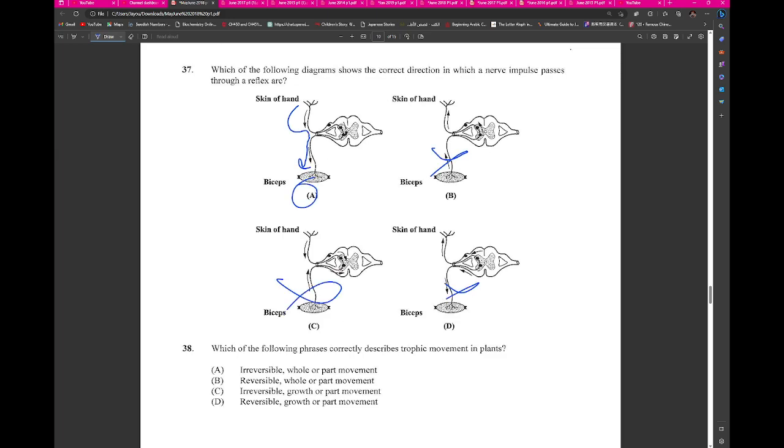A. Which of the following phrases correctly describes tropic movement in plants? Alright, so it's usually tropic movement. Not growth movement, but tropic movement like geotropism and phototropism. So I believe that it's reversible growth or growth or part movement.